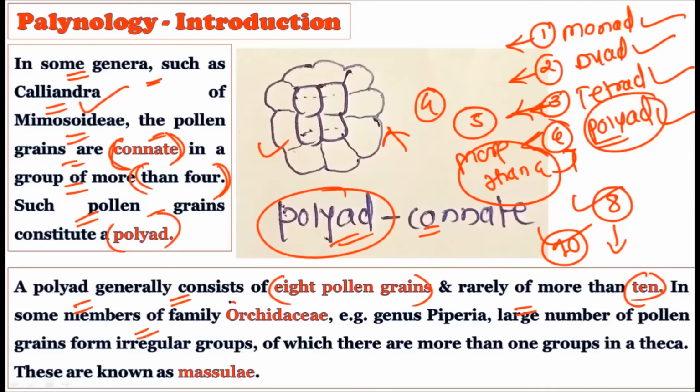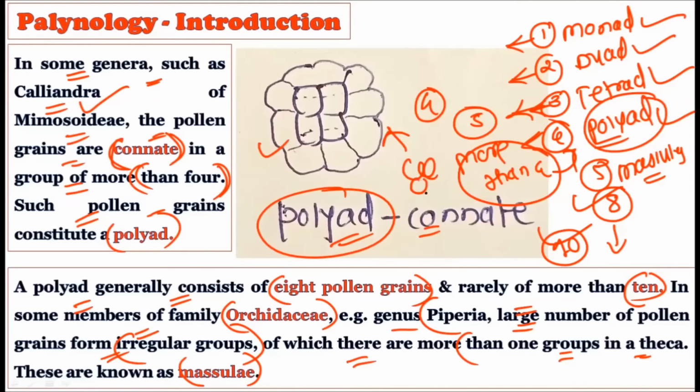In some members of the family Orchidaceae, for example genus Piperia, a large number of pollen grains form an irregular group, of which there is more than one group in the theca. These are known as the massulae. So the fifth one you can add here is the massulae, in which a very high number of pollen grains are grouped together. More than one theca is also there. What is theca? We are going to consider this during the microsporogenesis process.